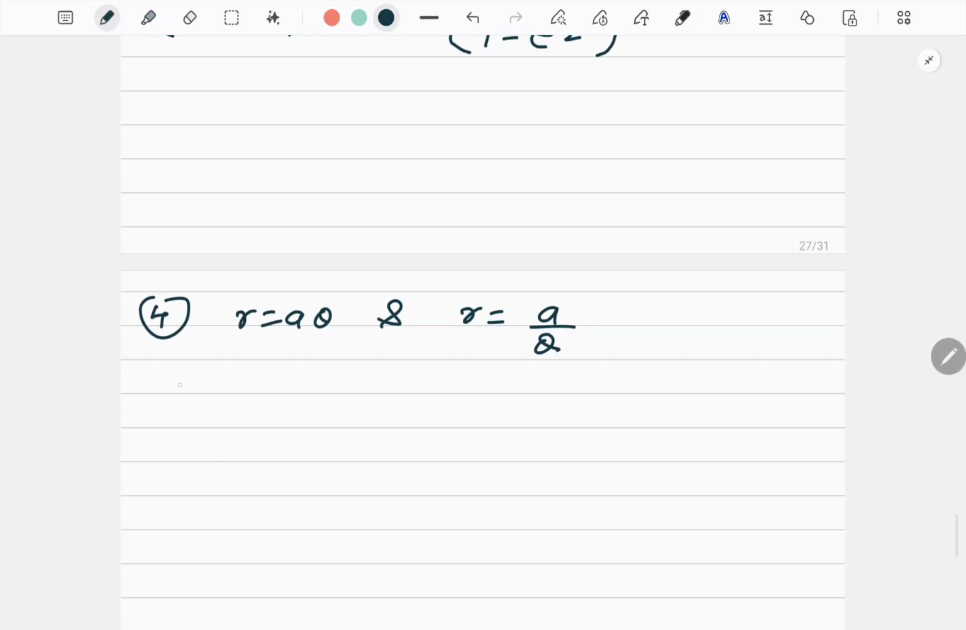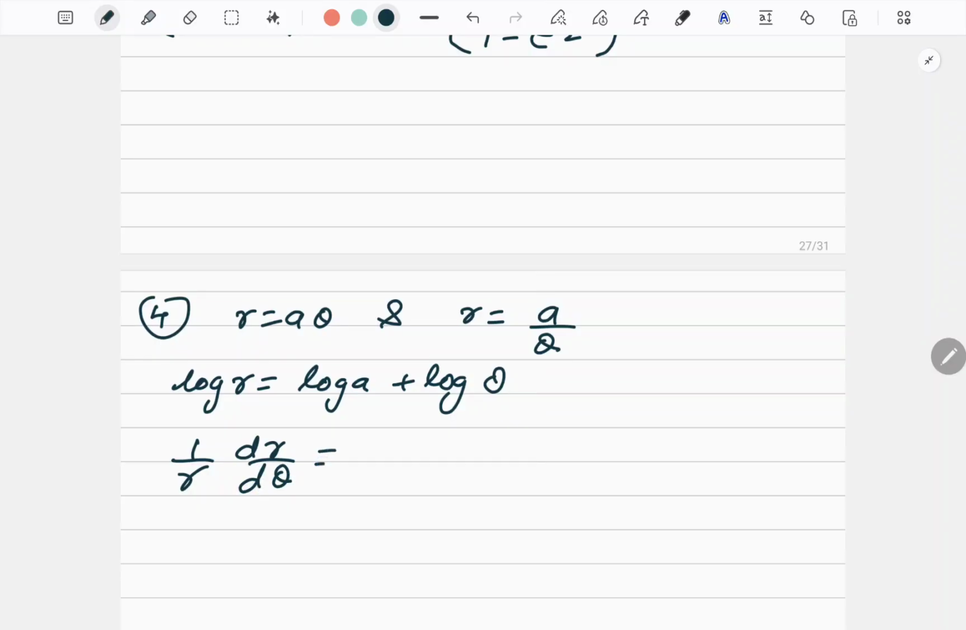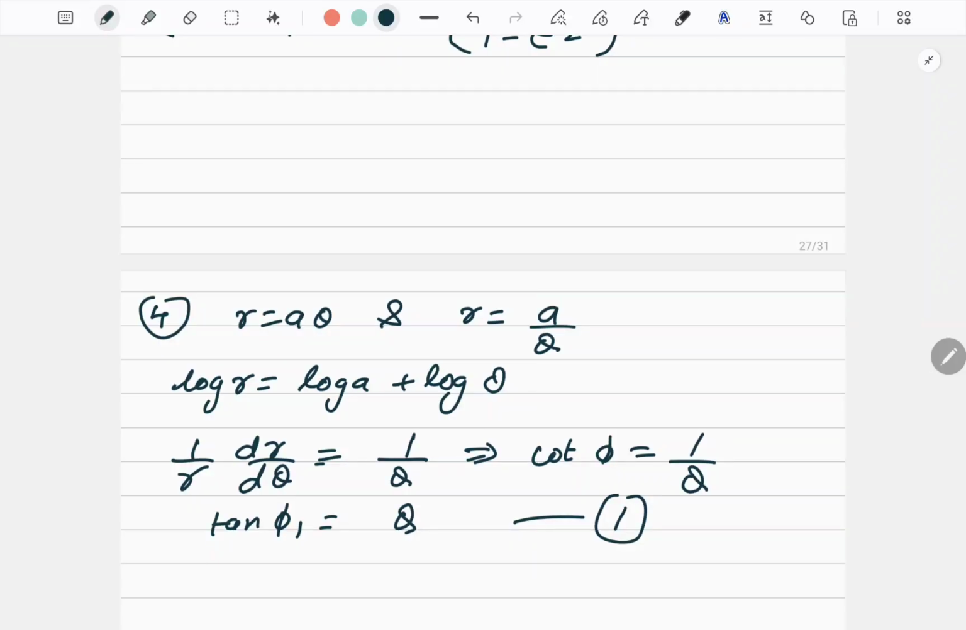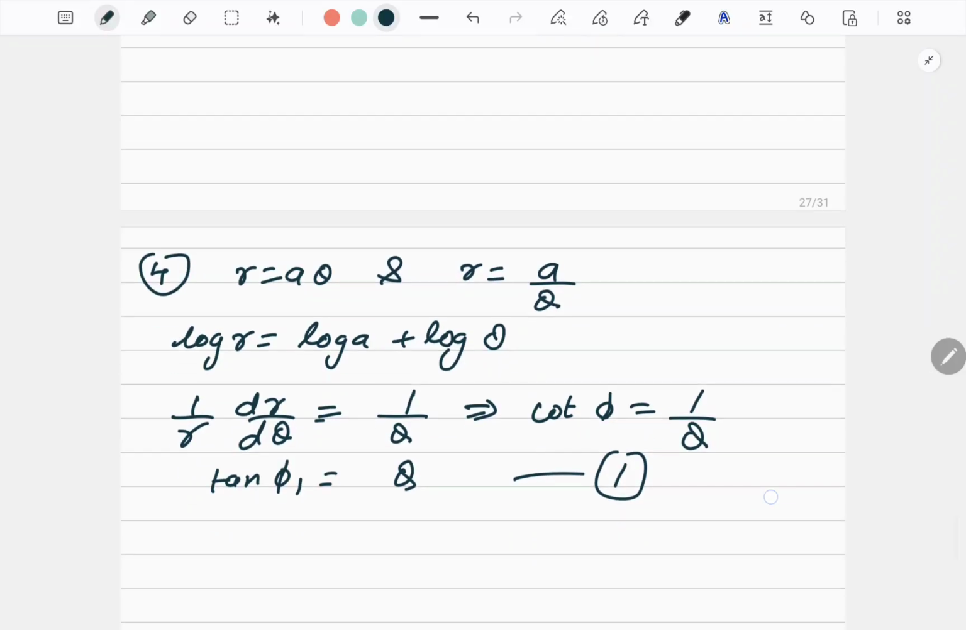Okay, a simple question. Take log r is equal to log a plus log theta. So 1 by r dr by d theta is equal to 1 by theta. This implies cot phi is equal to 1 by theta, and tan of phi 1 is equal to theta. Again, I can't get the value of phi, so I will write it in terms of tan.